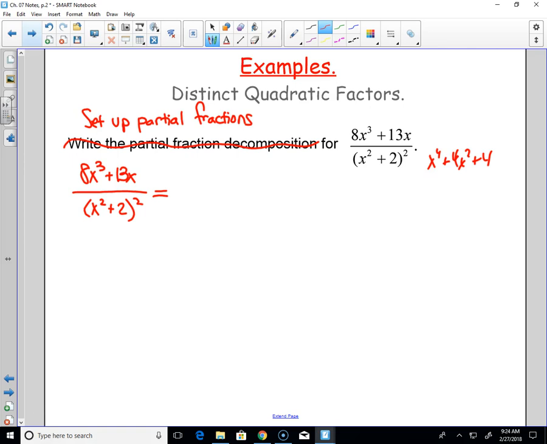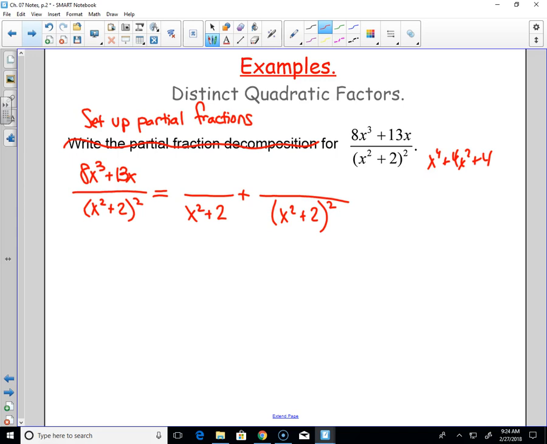2. What's in the denominator? X squared plus 2. Can you guys use the idea of repeated linear factors to apply it to repeated quadratic factors? What's going to be the next guy? X plus 2. That's what. Okay, we don't write the same thing twice. There are 2 factors, but we don't write the same thing twice.